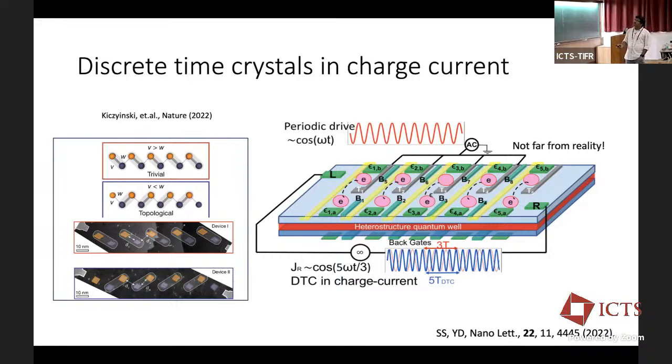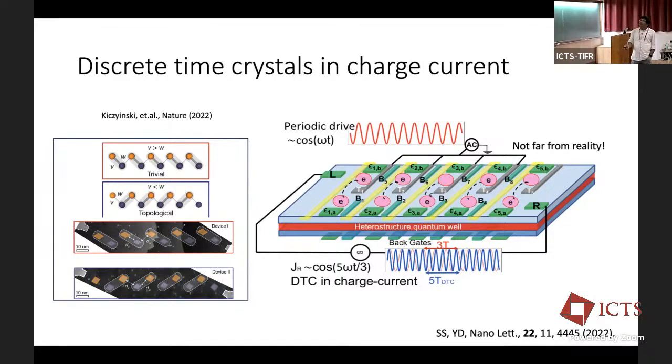One non-trivial thing to implement is that the interchain hopping needs to be periodic. If I can implement this interchain hopping to be periodic, then my setup can show, given a periodic drive with frequency omega, that 5/3 omega in current. Now this imagination is not far from reality, although I did not know it earlier.